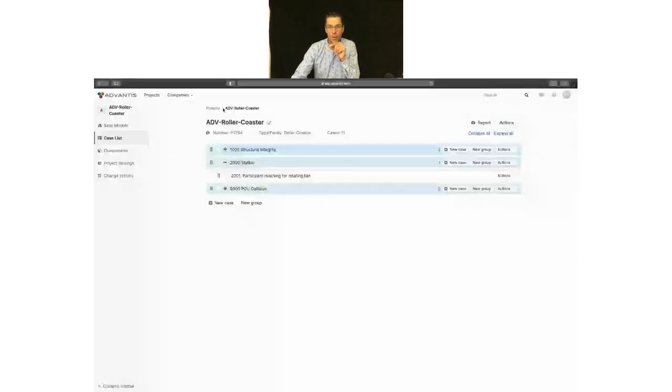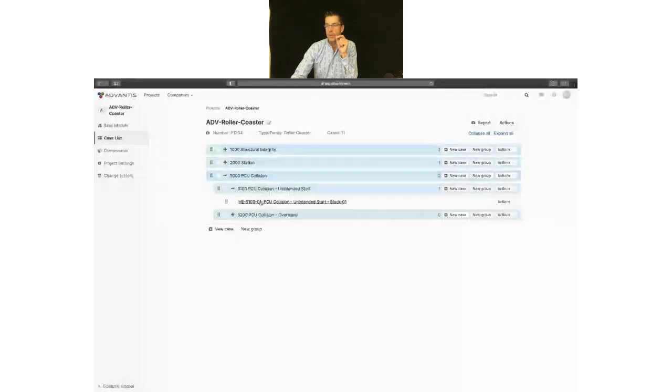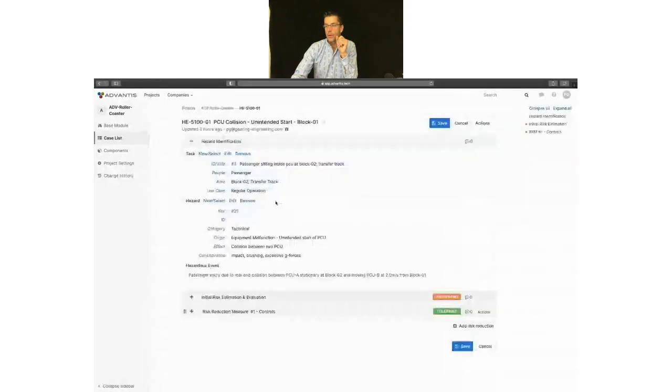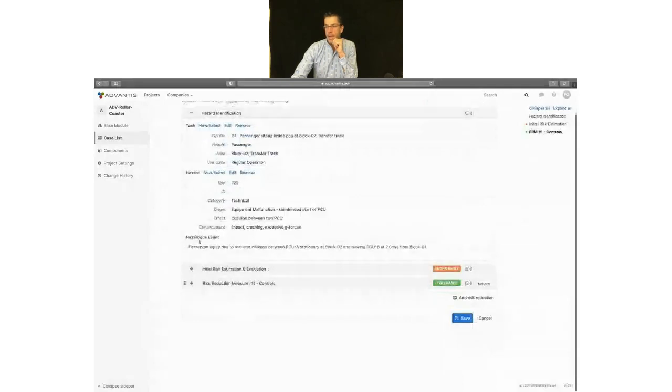This is very important to have specific numbers there. We have another example here about a collision between two coaster vehicles, and then I'm going to stop. PCU collision. In this example, the hazardous event already says passenger injury due to rear end collision between PCU A, stationary at block 2, and moving PCU B at 2 meters per second.